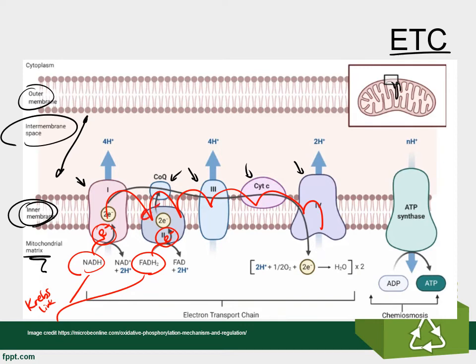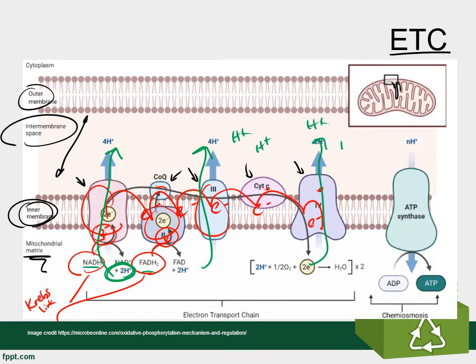As those electrons are jumping along the electron transport chain, they are going to transfer their energy to the proteins of the electron transport chain. That energy that's now gained by these proteins is going to be used to take hydrogen ions, also carried by NADH and FADH2, and pump them into the intermembrane space.